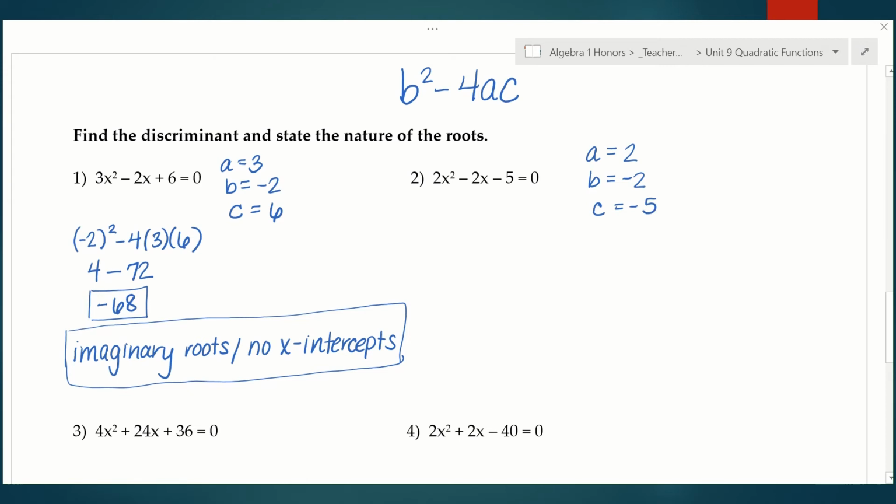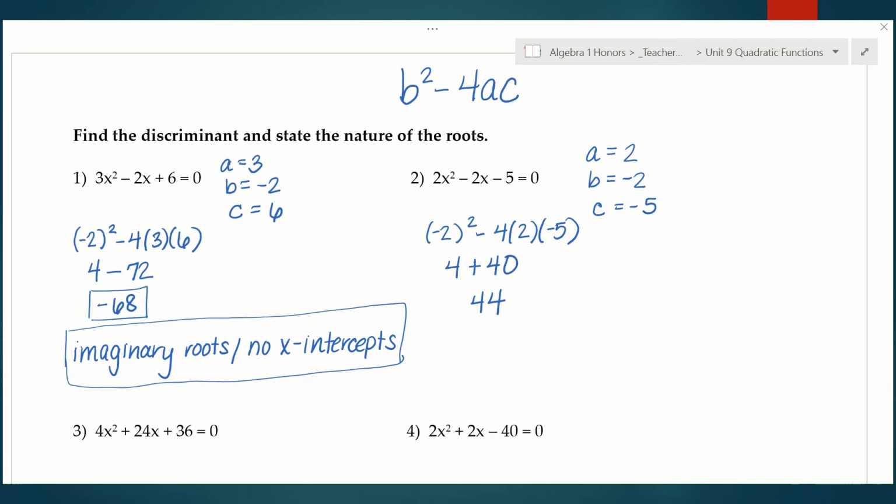Okay, so b squared minus 4 times a times c. All right, so negative 2 squared is positive 4. Negative 4 times 2 times negative 5 turns into a positive 40. And so my discriminant is 44. All right, so it's positive.